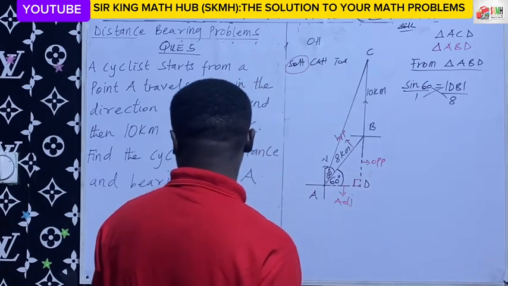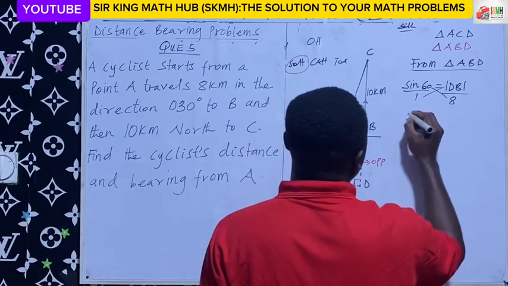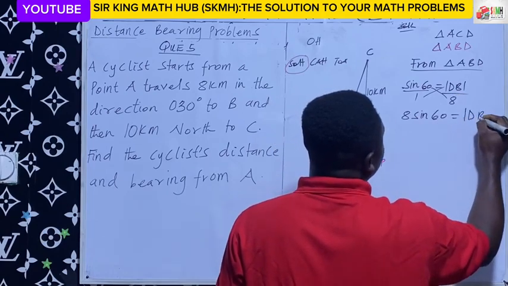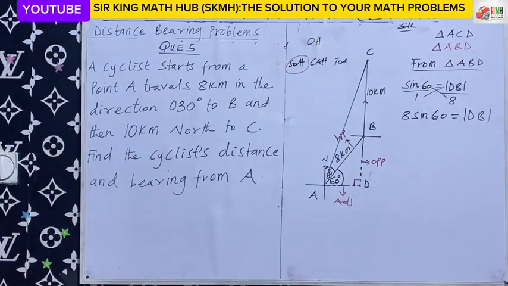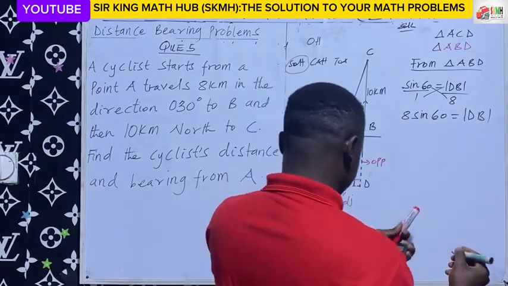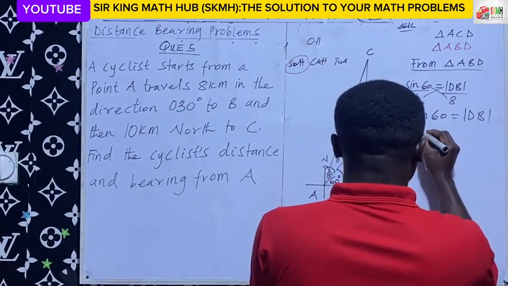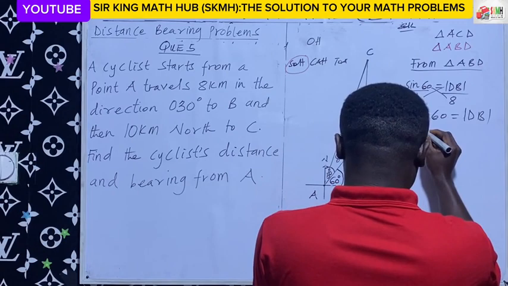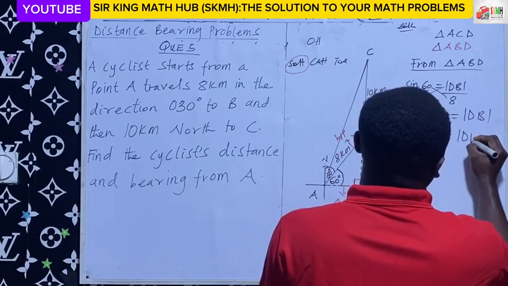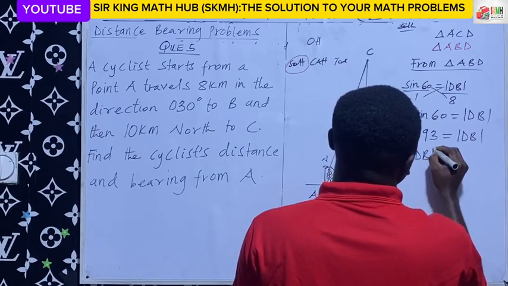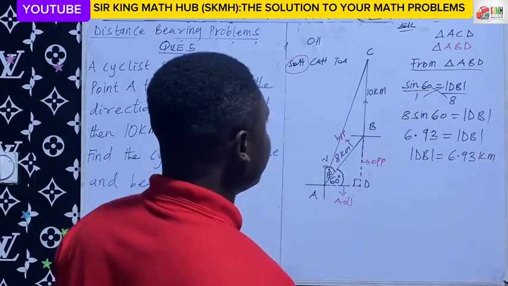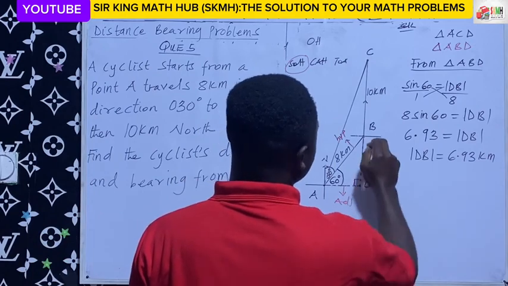You can cross multiply. So what is 8 times sine 60? 8 sine 60, and 1 times DB, that should give us DB. So from our calculator, what is 8 sine 60? 8 sine 60 is 6.93 to 2 decimal places. So the length of DB is equal to 6.93 kilometers. So now we know the length of line DB, the length of the opposite.